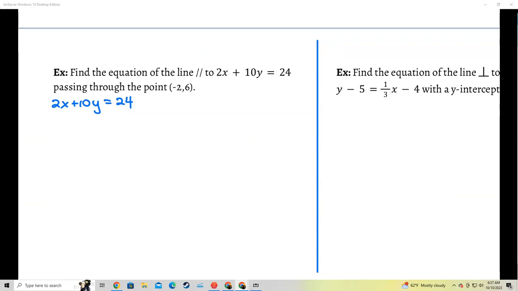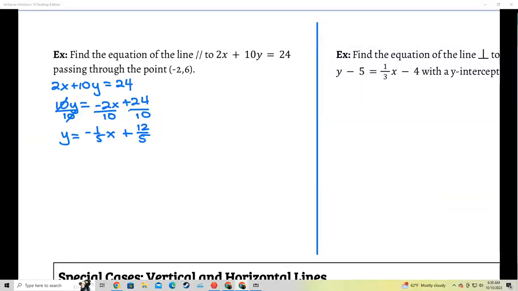I get 10y is equal to negative 2x plus 24. Divide everything by 10. These are going to cancel. I get y equals negative 1/5 x plus 24 over 10. That's going to simplify by 2 to 12 over 5. All right, now that I have this, I know that my slope is going to be negative 1 over 5.